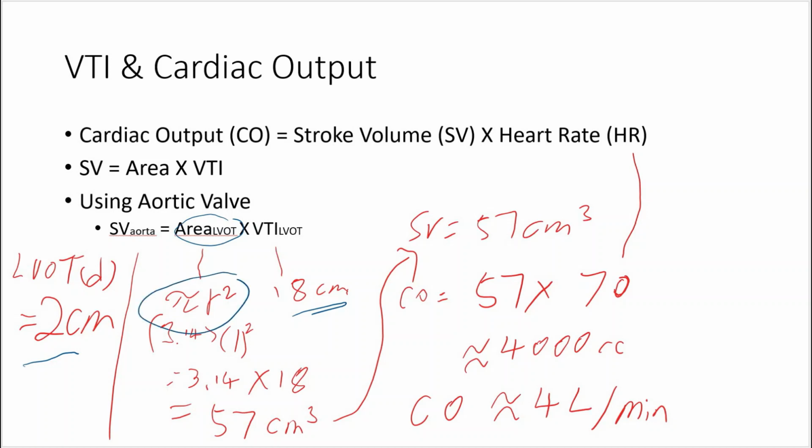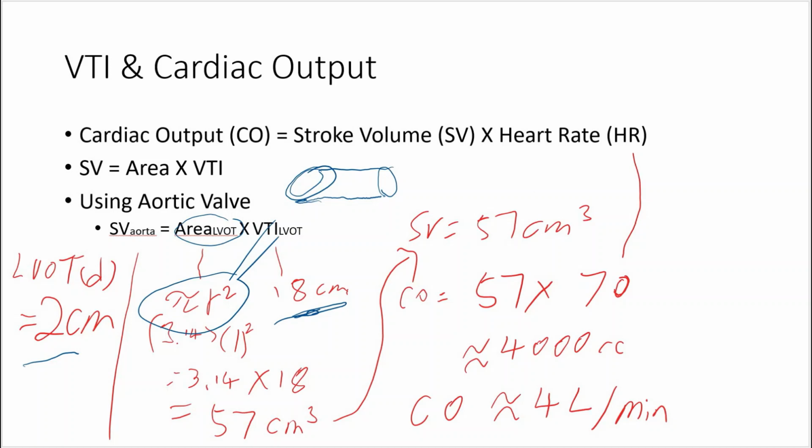This pi r squared is the area of a circle, and this VTI tells you the distance the blood travels in a certain amount of time. So if you multiply the area of the circle times the distance, that pretty much gives you the volume of a cylinder. And if you think about it, the aorta itself is kind of like a cylinder. So that volume that was ejected in one heartbeat is pretty much the stroke volume.